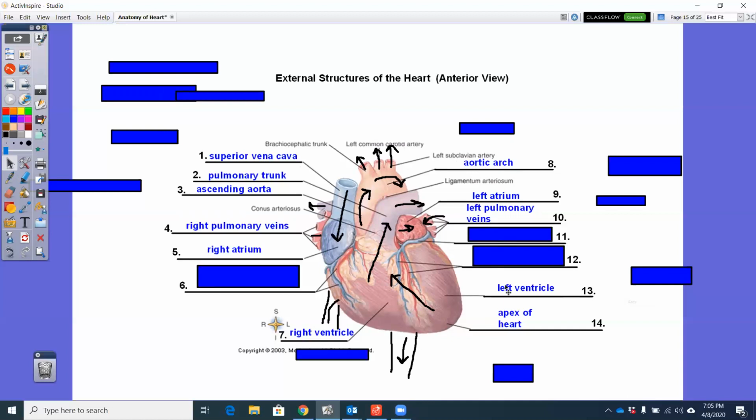Now, not only is that aorta responsible for supplying my head and neck and my body with oxygenated blood, but remember, we've got the coronary circulation too.